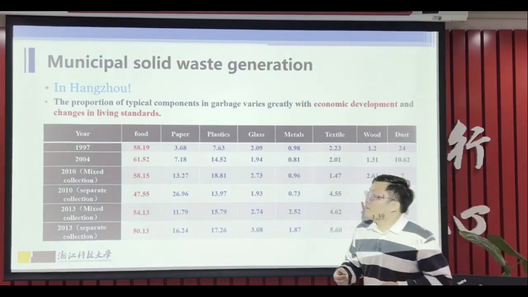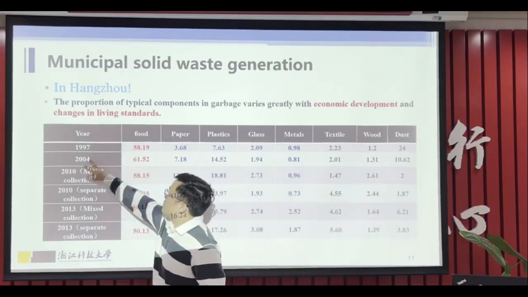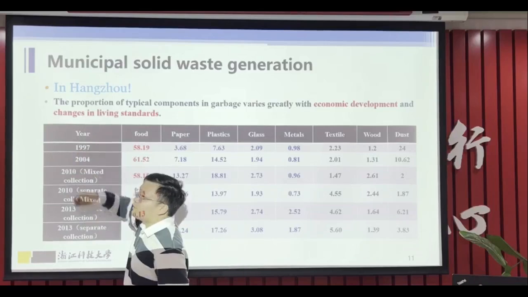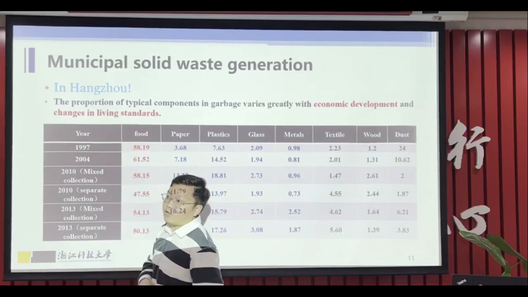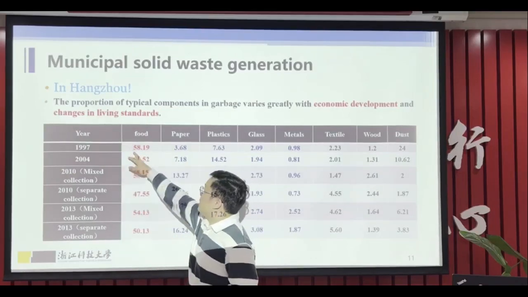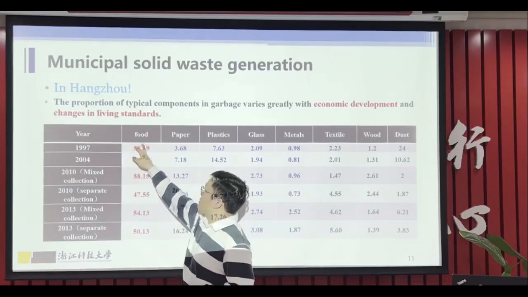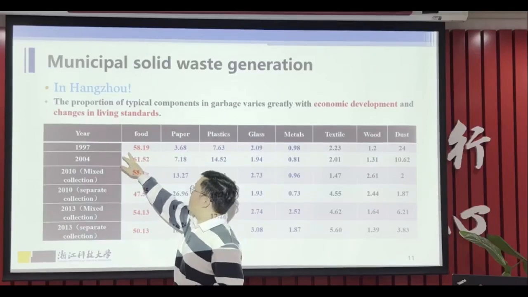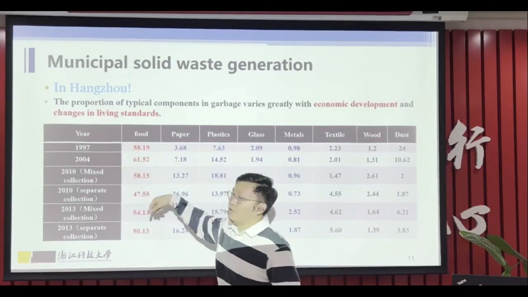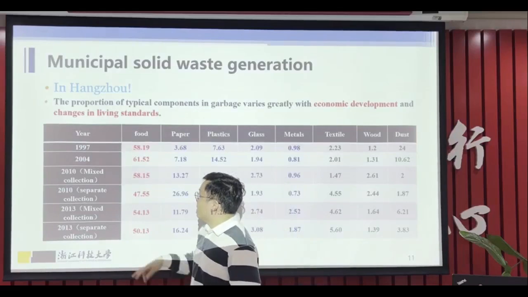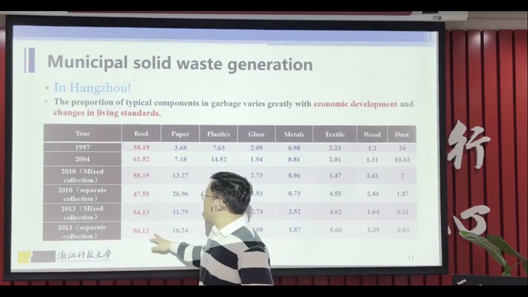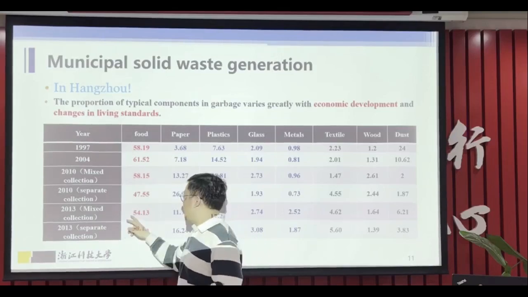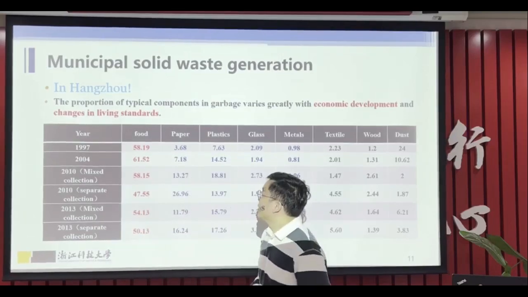For example, in 1997, in Hangzhou, the most important part of municipal solid waste is food waste. It occupies almost 60% of all the municipal solid waste generated. But in 2013, the proportion decreased to around 50%.